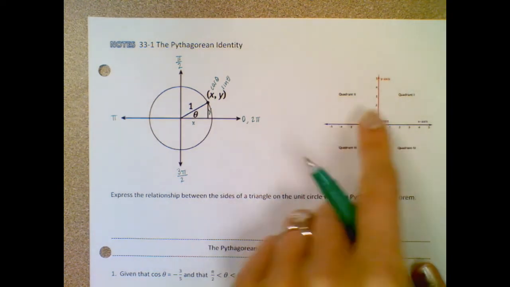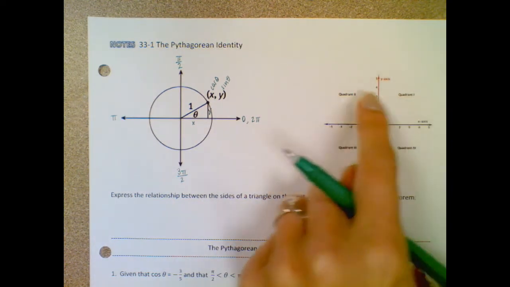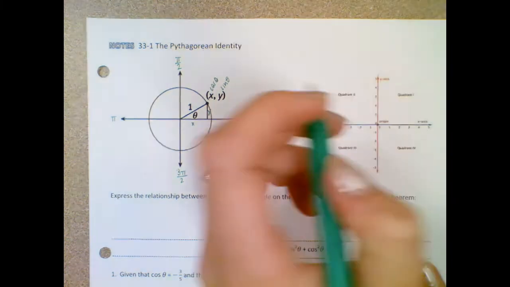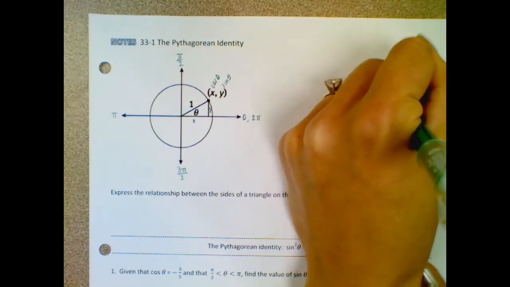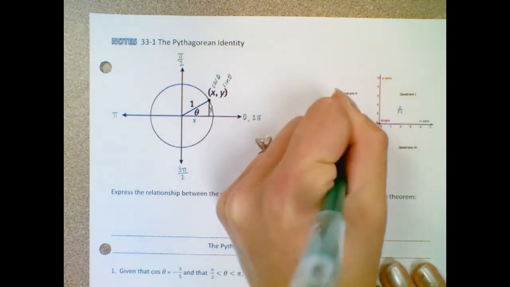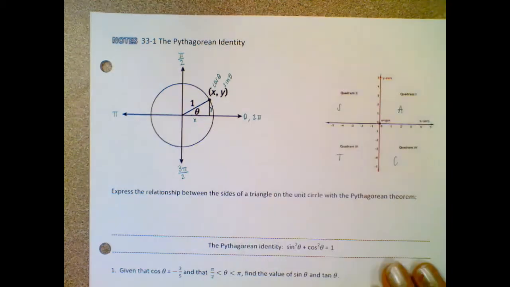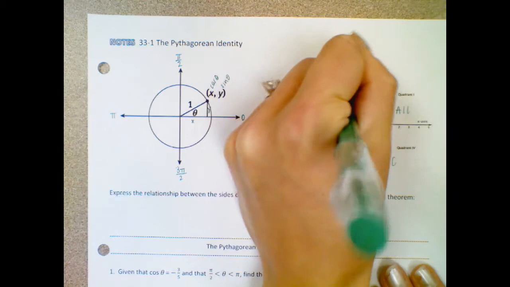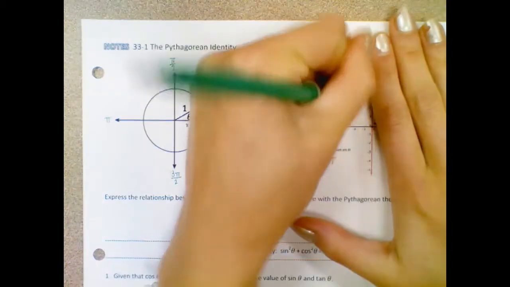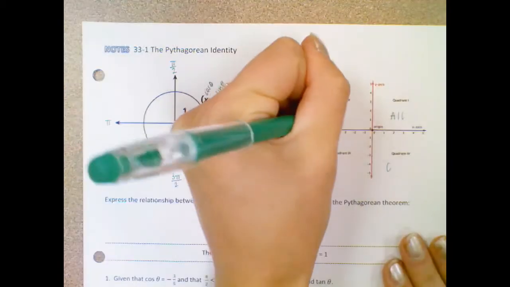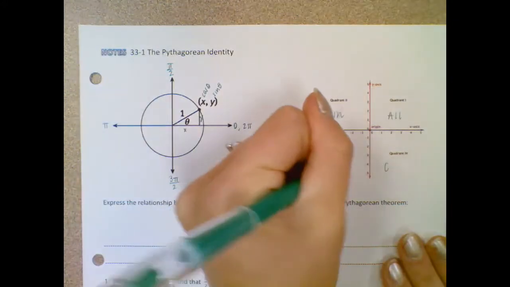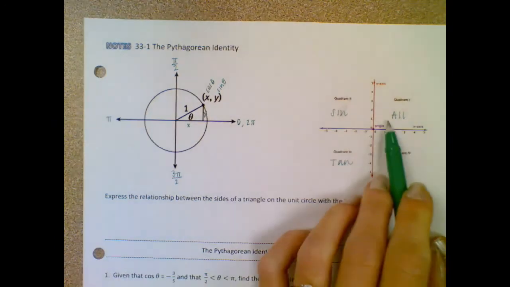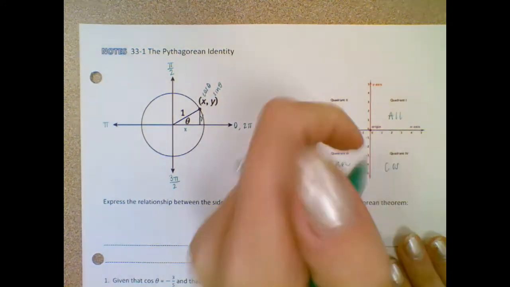Also, something I want to point out over here, remember your quadrant numbers. This is quadrant 1, quadrant 2, quadrant 3, and quadrant 4. There's a little trick here. It's called all scholars take calculus. Okay, the A stands for all, S stands for sine, T stands for tangent, and C stands for cosine, okay? This is where the trig functions are positive.